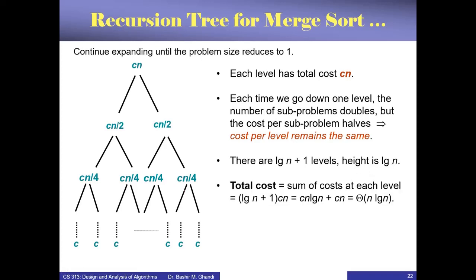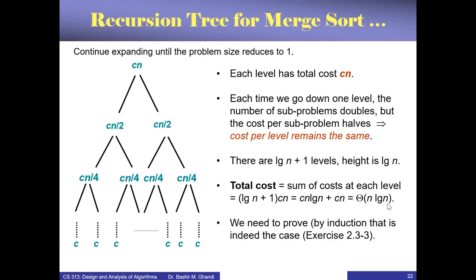So with this, therefore, we can say the total cost is the sum of the cost at each level, and therefore, since there are log n plus 1 levels, we just need to multiply the cost of each level. So we're going to have Cn log n plus Cn. And obviously, this is going to be theta of n log n. This is the running time of the merge sort algorithm.